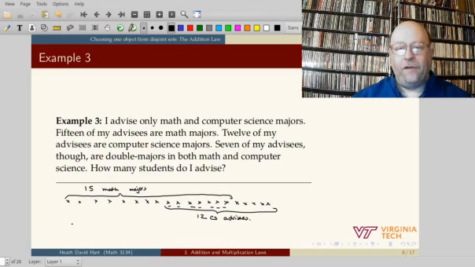And so the total is the number in this set, and I'll use color here to separate them out. There are 8 people who are math only. And then there are 7 in the overlap.